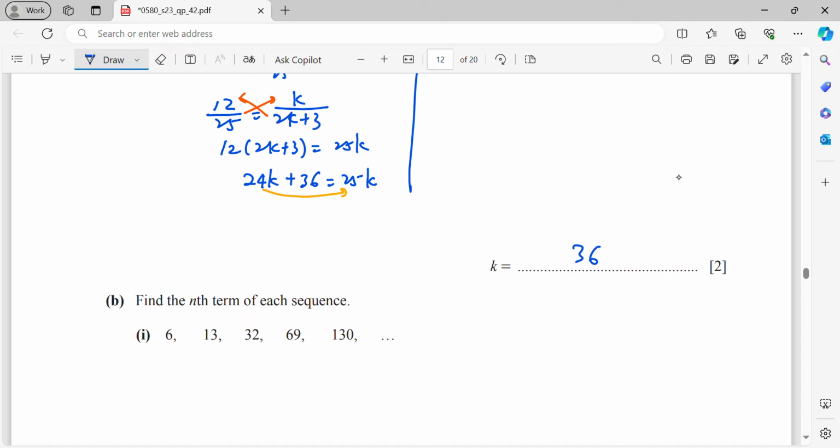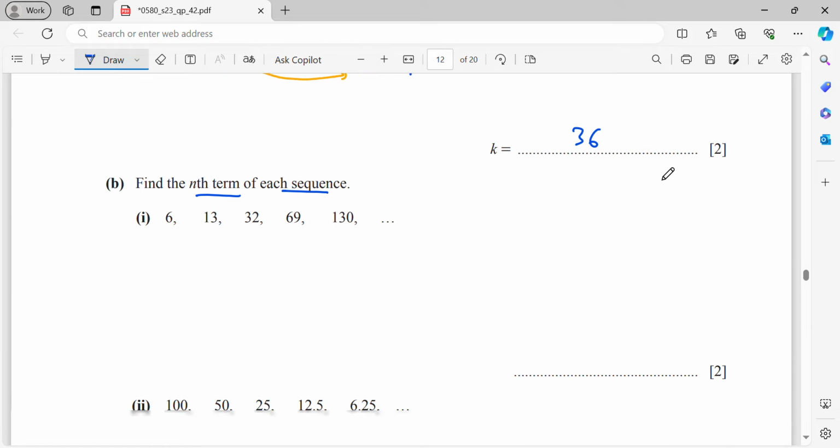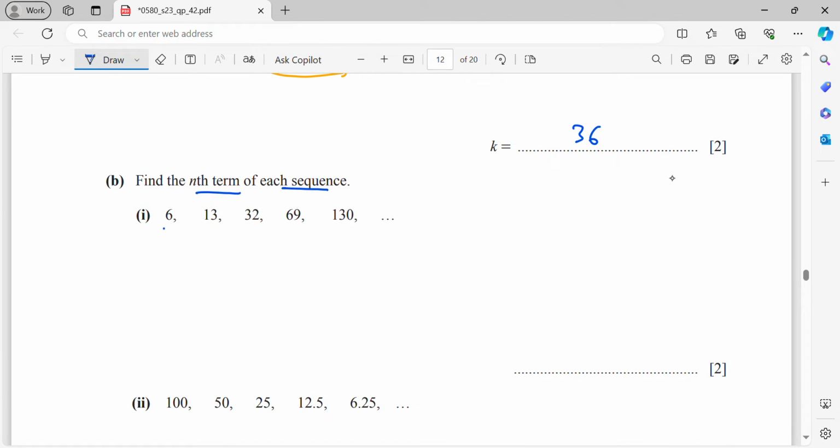Now B, find the nth term of each sequence. The first part: the first term is 6, the second term is 13, the third term is 32. From 6 to 13 it is plus 7. But when you add 7 to 13, you won't get 32. So what I need to know is the position: 1, 2, 3, 4, 5. The plus 7 does not work here.